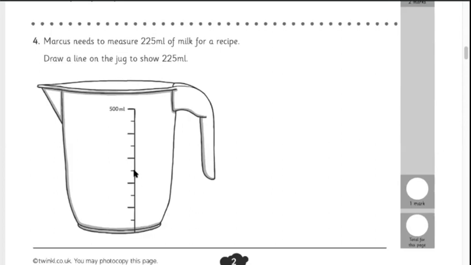Now, this causes a bit of a problem because we need 225 milliliters, but this is 200 and this is 250. So who am I going to ask? I'm going to ask Petra.